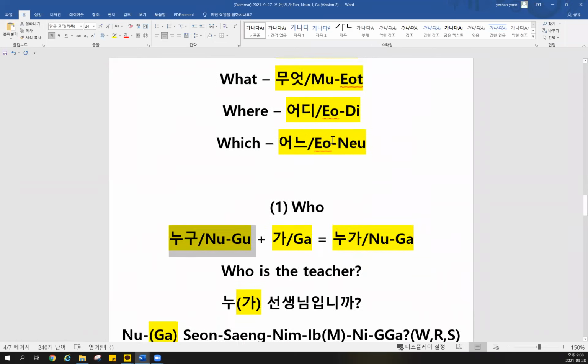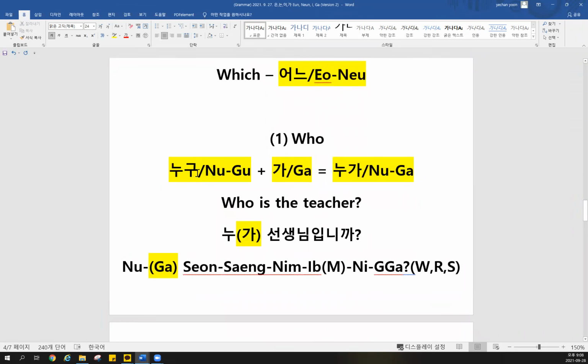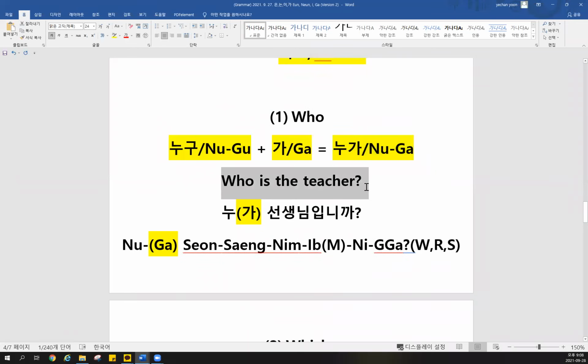who is 누구, right? And there's no down consonant, so you can use the 가, right? Then if you add it together, you can say 누가. All right? So who is the teacher? If you want to ask it, then you can say 누가 선생님입니까?